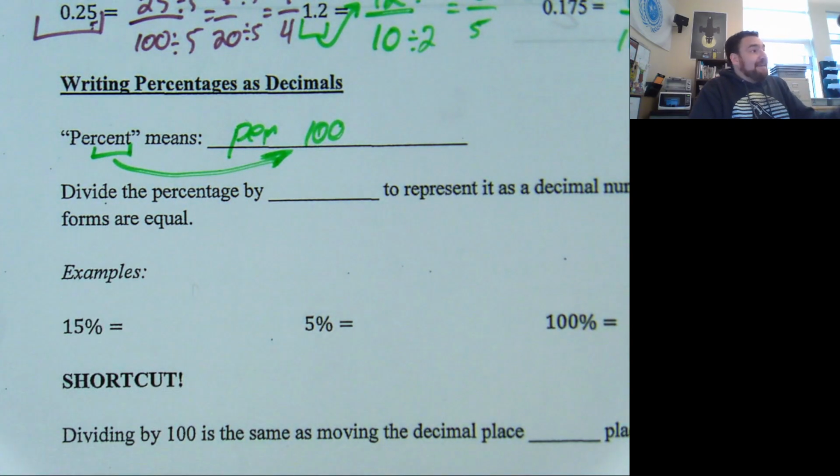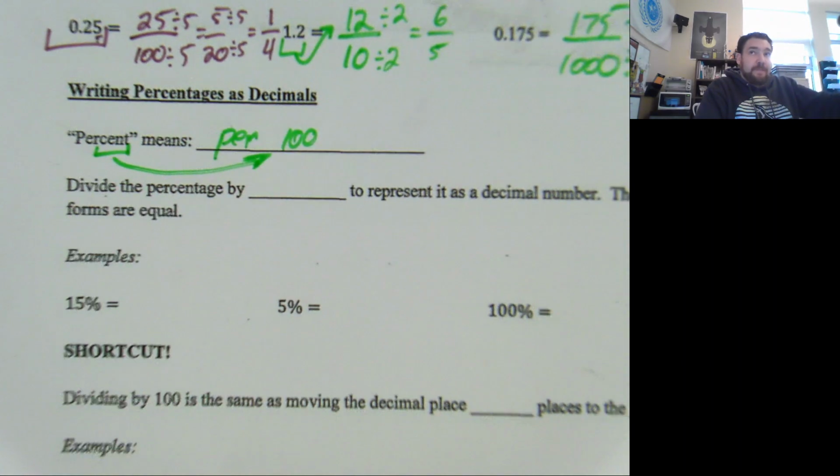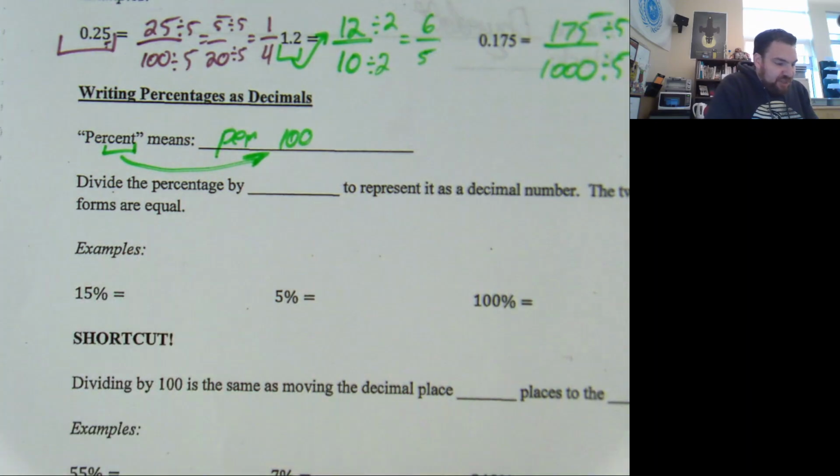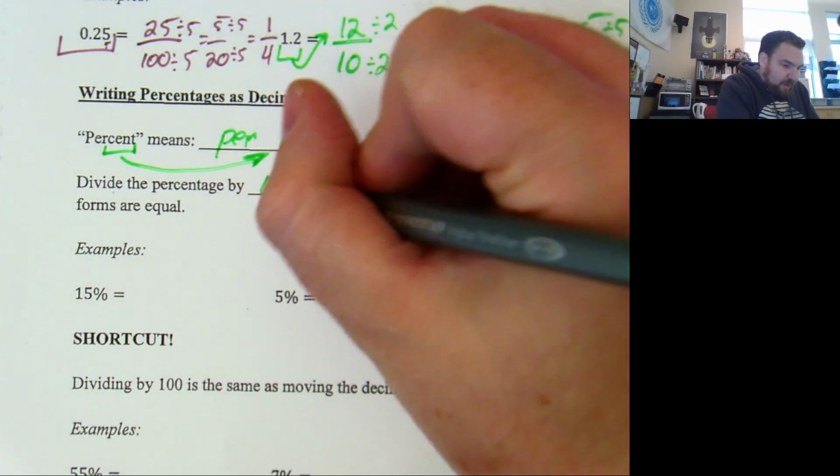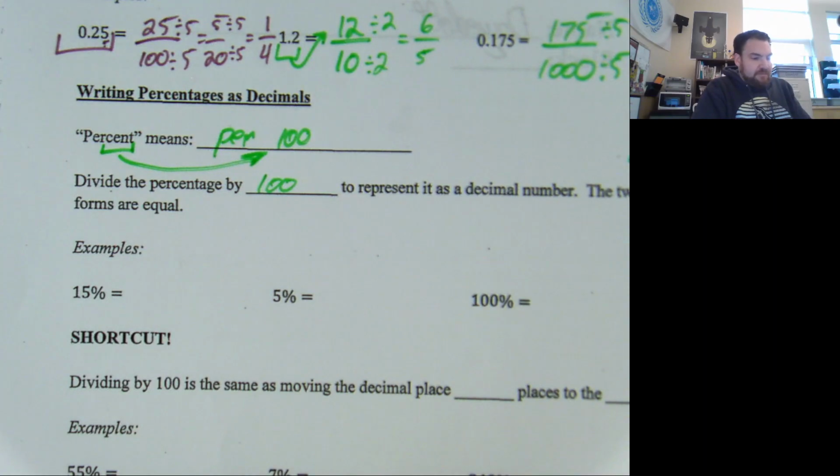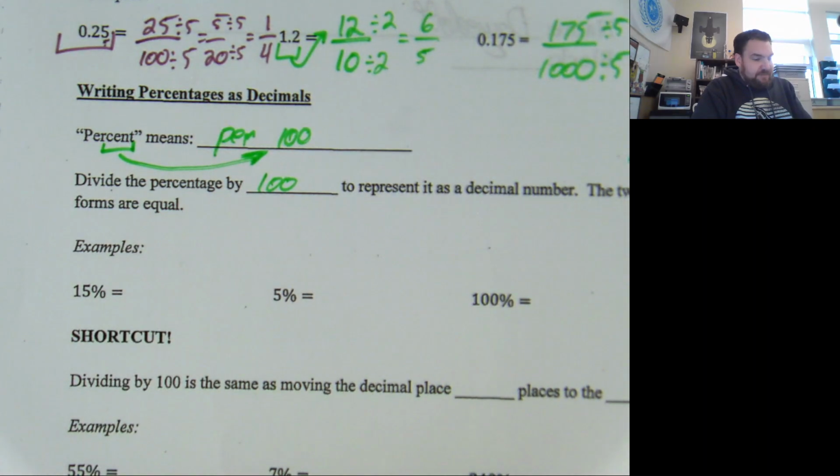And the name tells us what to do. If I want to write a percentage as a decimal, it's nice and easy. There are 2 ways we can look at this. We can divide the percentage by 100. 2 ways to do this.